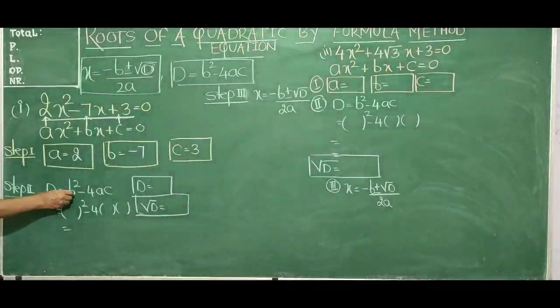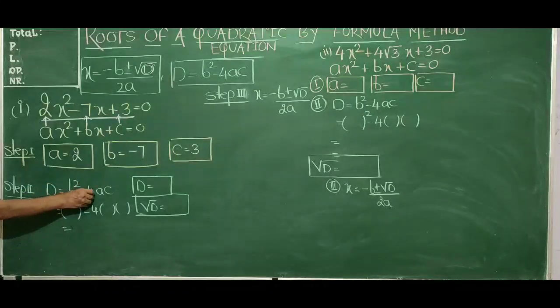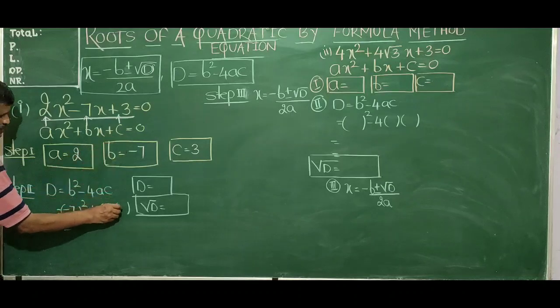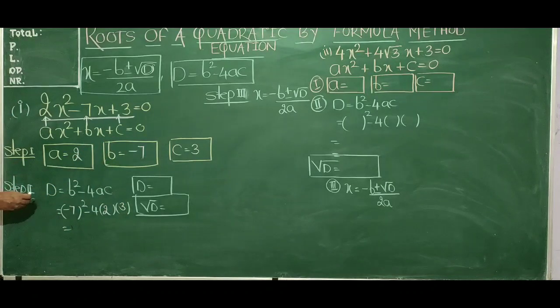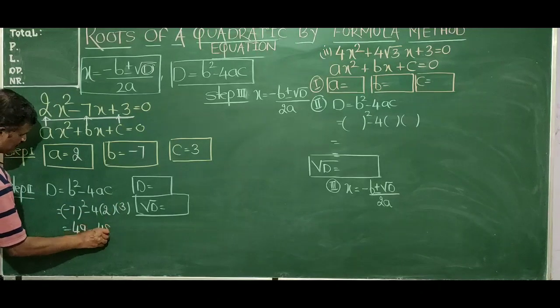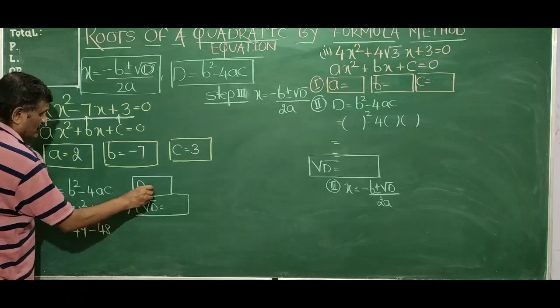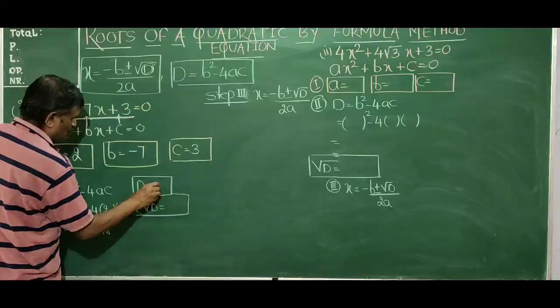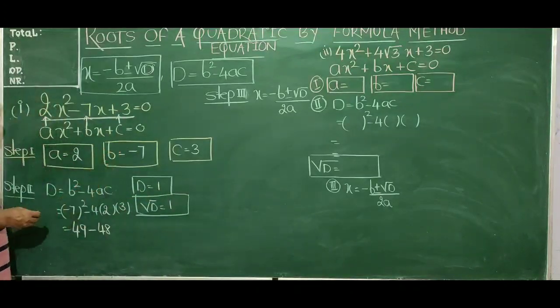How to find it out? There is a formula, b squared minus 4ac. So, b means how much? Minus 7 square, and 4 into a is how much? 2, and c is how much? 3. So, minus 7 square is 49, minus 4 twos are 8, 8 threes are 24. So, children, I will get the value of discriminant d as 1, and the square root of that d is the square root of 1, and the square root of 1 is, as you know, 1.